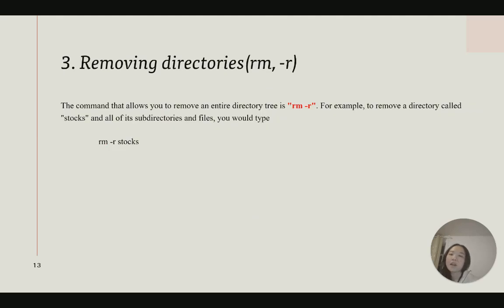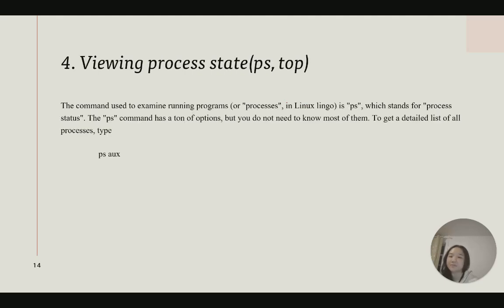Three, removing directories. The command that allows you to remove an entire directory tree is rm -r. For example, to remove a directory called stocks and all of its subdirectories and files, you would type rm -r stocks. Four, viewing process state. The command used to examine running programs, or processes in Linux lingo, is ps, which stands for process status. The ps command has a ton of options, but you do not need to know most of them to get a detailed list of processes. Type ps aux.